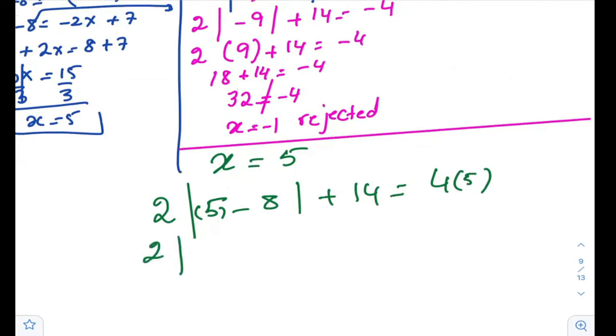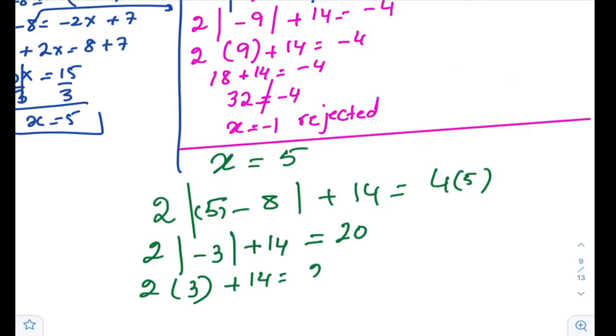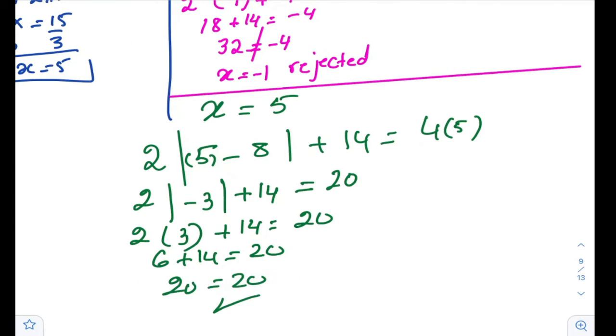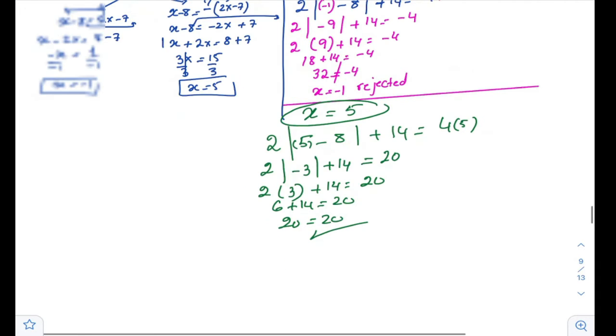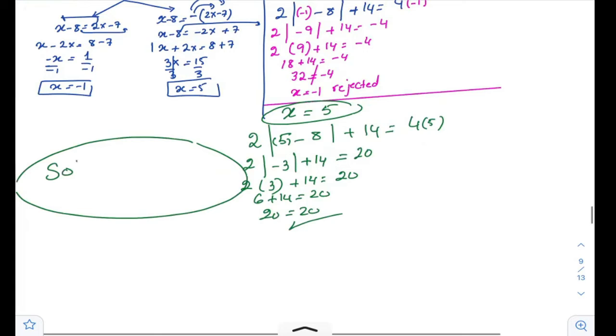So 2, absolute value, 5 minus 8 is negative 3. 4 times 5, 20. 2 times the absolute value of minus 3 is positive 3. Plus 14 is equal to 20. 2 times 3, 6. 6 plus 14 is 20. Of course, yes, 20 is equal to 20, correct? So we have to take only one solution. So the solution, don't forget at the end to write that the solution is only x equals 5.